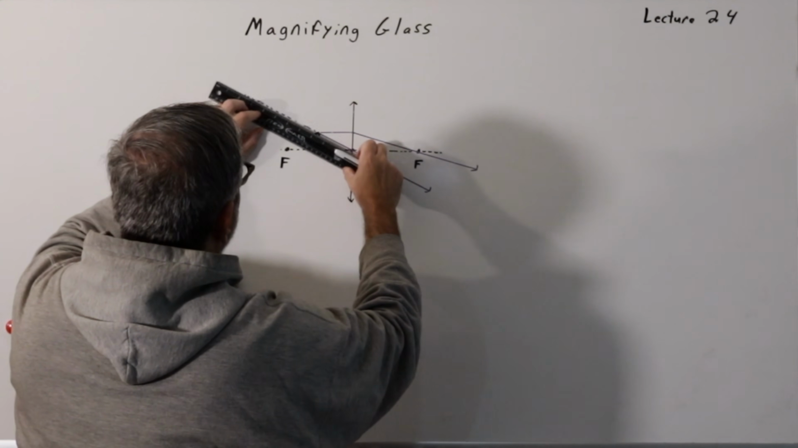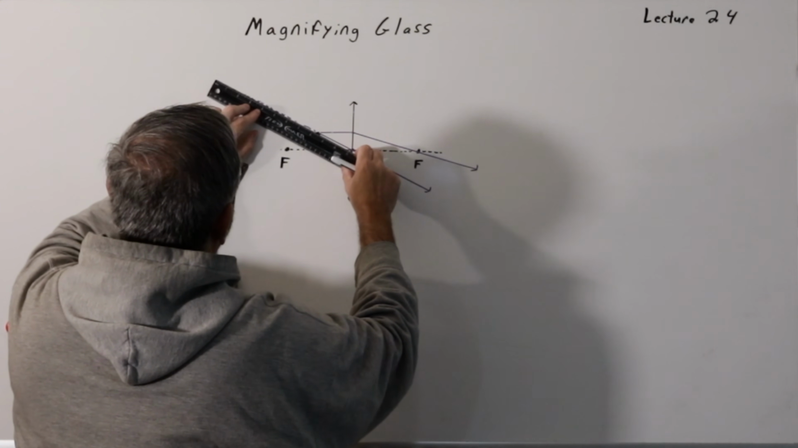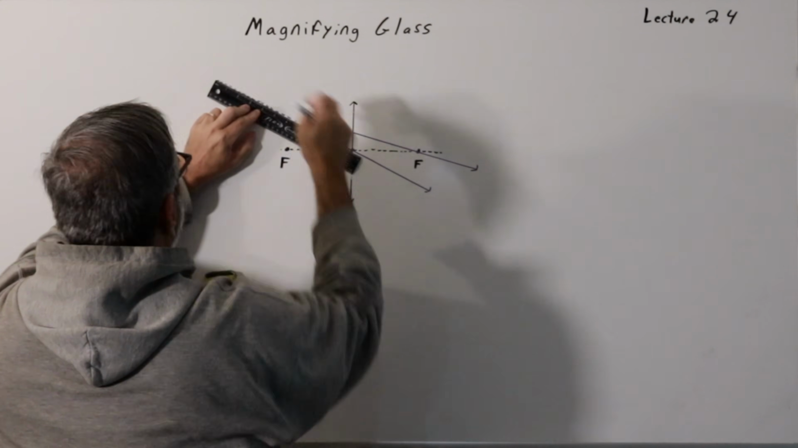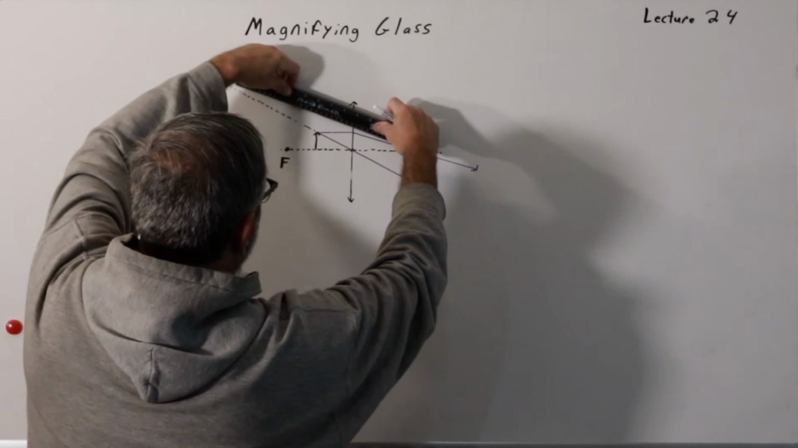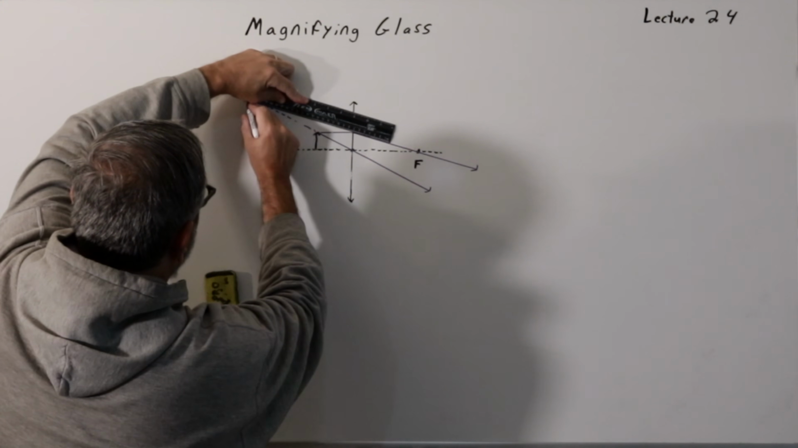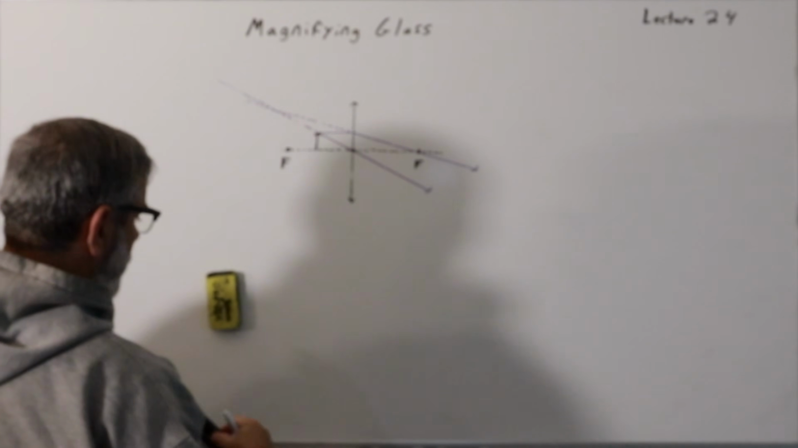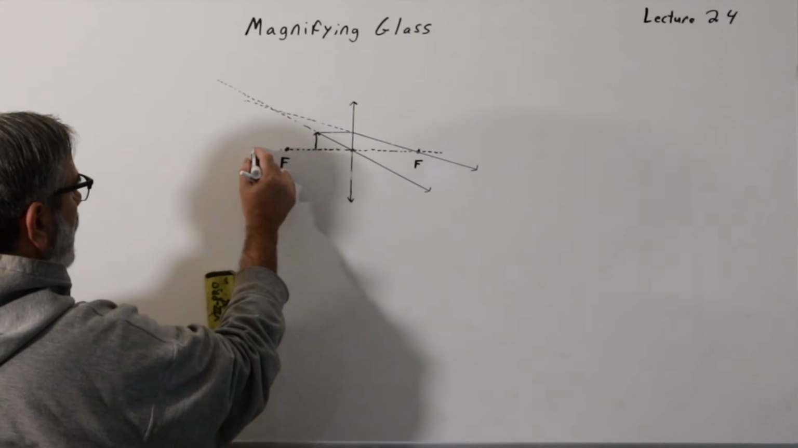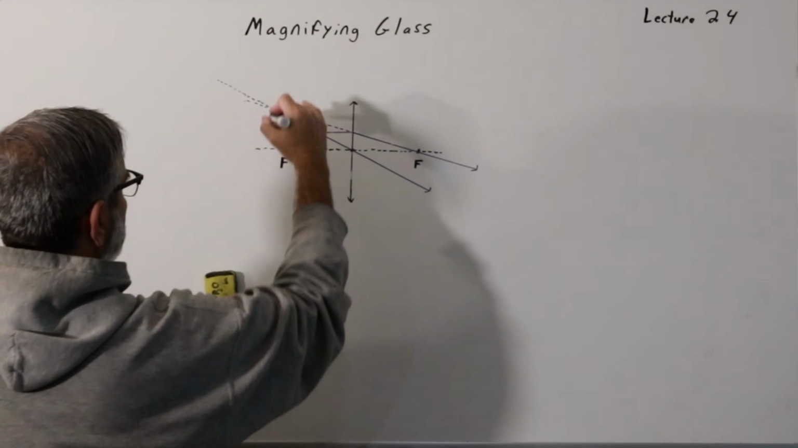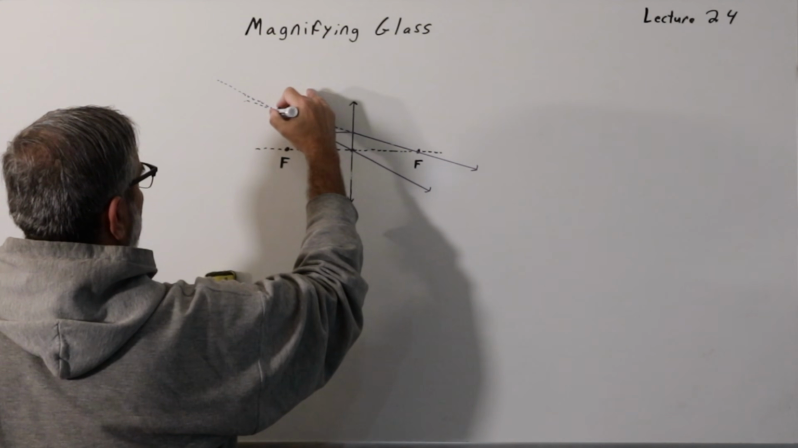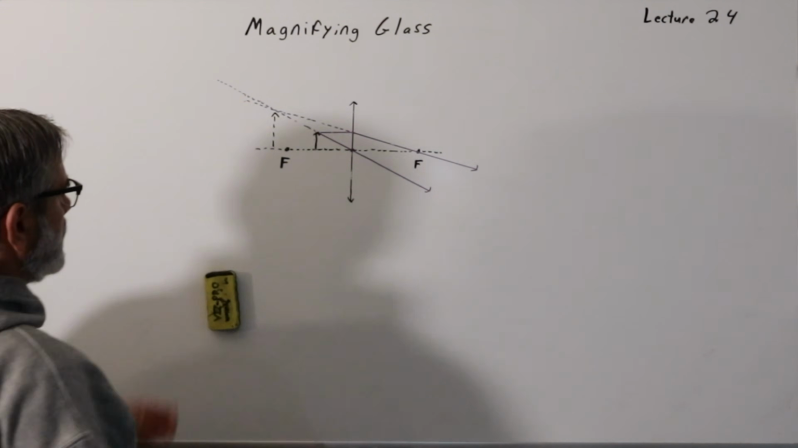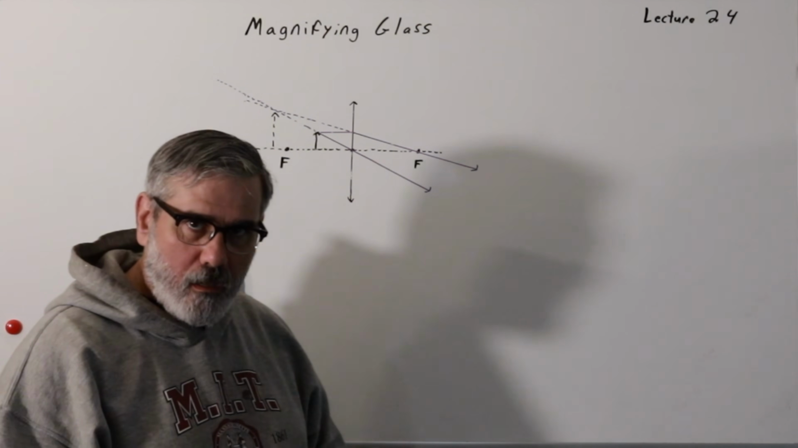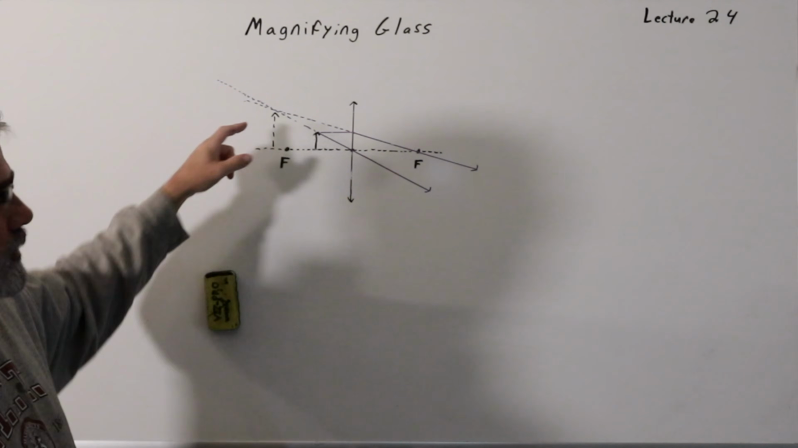Remember, dotted lines mean virtual rays, except for this one, which I made the optical axis. And then we have to bring this one back as well. Kind of line those guys up like this. And so what we find is that the virtual image is going to be right here. It's magnified, as you can see. It's bigger than the original object, and it's non-inverted.